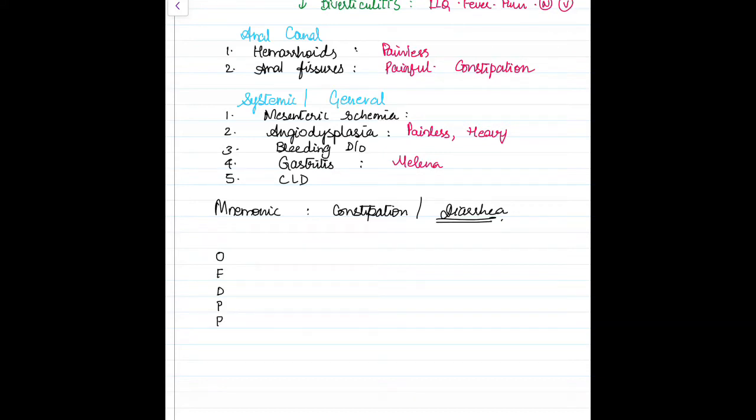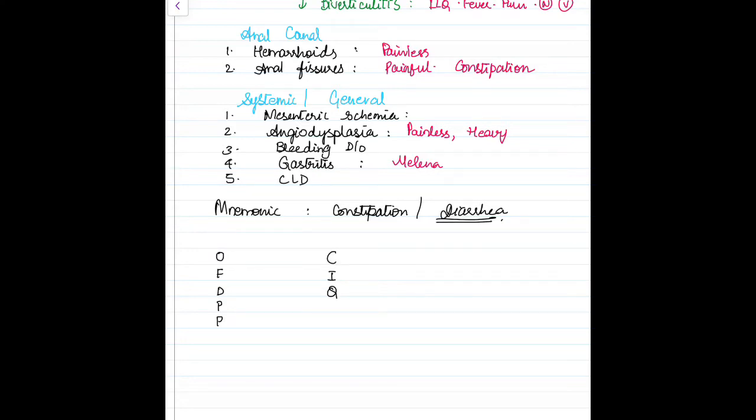OFDPP: onset, frequency, duration, previous episodes and progressions, they are the same. Then we are talking about LICRA, right? So instead of L, we use C. Okay, C, I, and Q. In C, I, and Q, we ask the context.